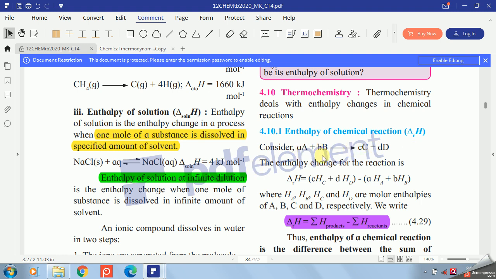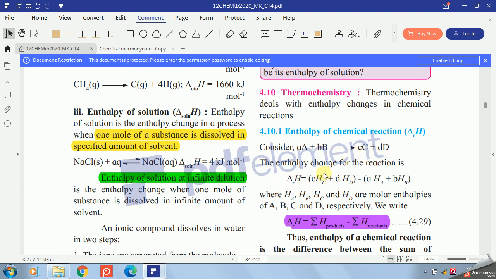Remember that capital A, B, C and D are chemical compounds, and small a, b, c and d are the number of moles of those components. So let us consider, A and B are reactants, capital C and D are products.